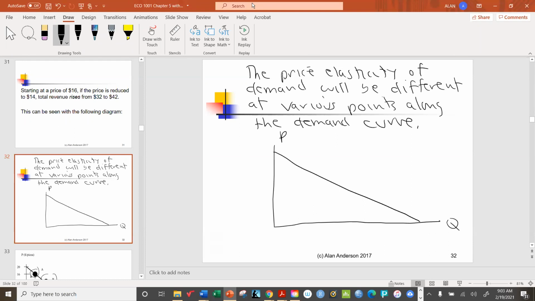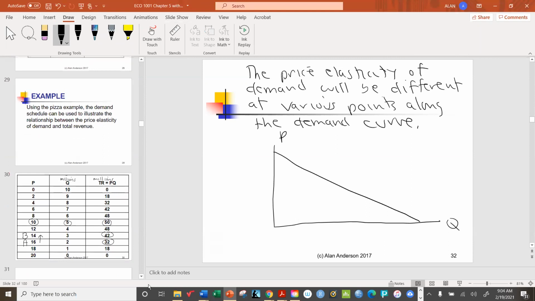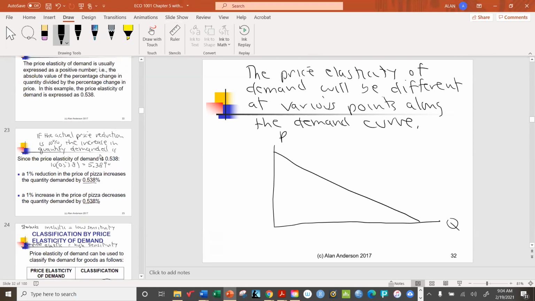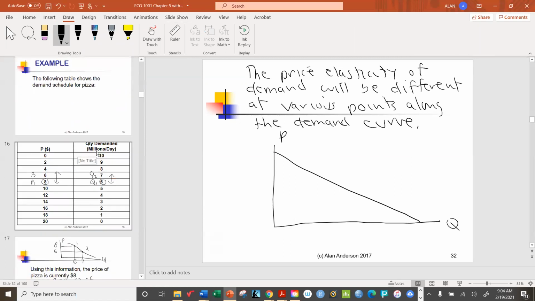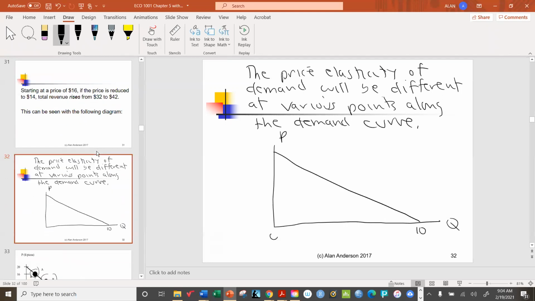Now, remember the way our curve was set up. We can go back and look at the schedule right here. When the price is 0, people are willing to buy 10 million pizzas. When the price is 20, they will buy no pizzas. Now, there's a point here at $10. We're able to sell 5 million pizzas.